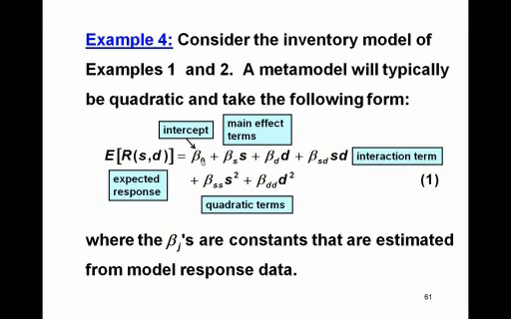This is a constant. It's the intercept of a plane. This term corresponds to the main effect of little s, the main effect of little d. This term corresponds to an interaction between the factors, little s and little d. And then here we have quadratic, or second order, terms in little s and little d. These beta j's are constants or coefficients, and we will estimate them. We will run our simulation at certain design points, we will get response data, and then we'll use regression analysis to estimate those beta j coefficients.